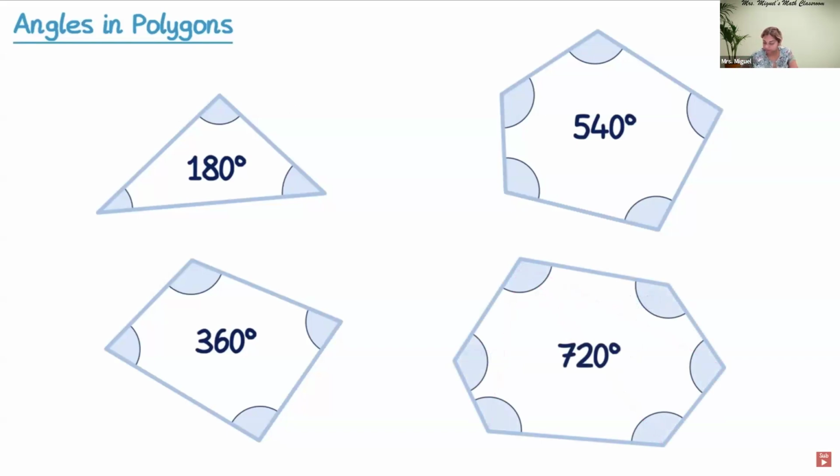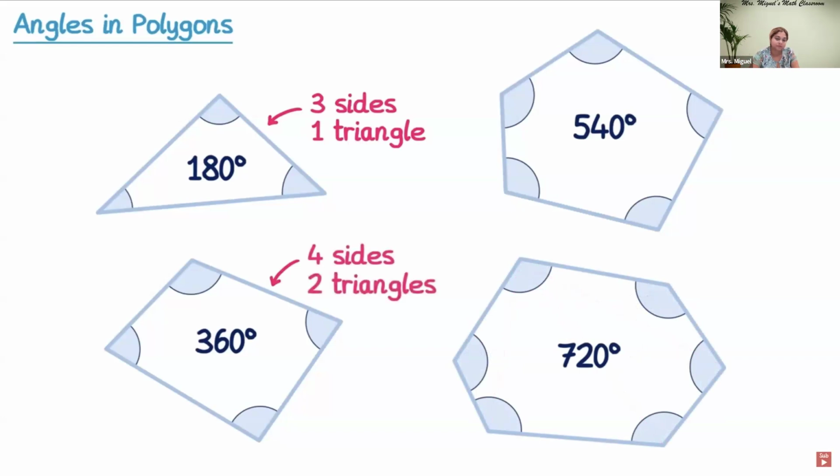So the first shape, the triangle, had 3 sides. And it might seem a little odd to say this, but it was one triangle. The second shape was a quadrilateral which had 4 sides, and we split that one into 2 triangles. The pentagon had 5 sides, and we split that into 3 triangles. The hexagon had 6 sides, and we split that into 4 triangles.